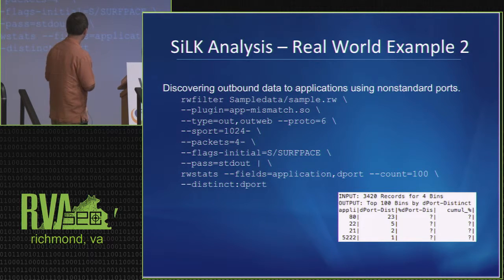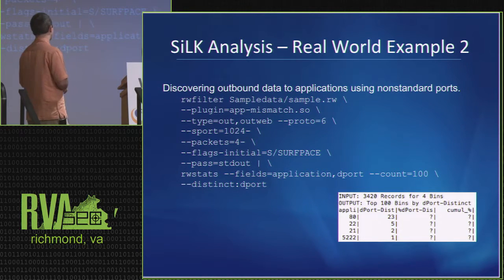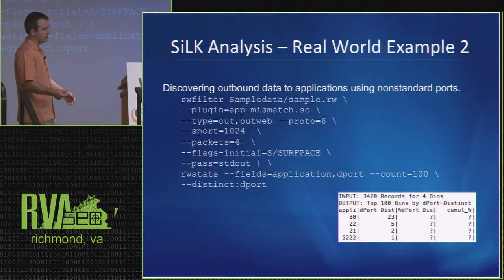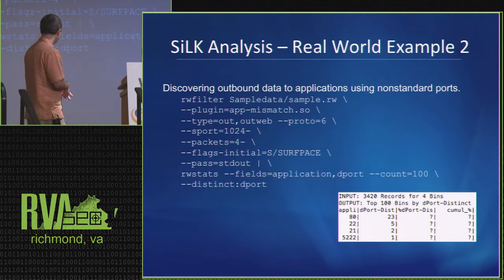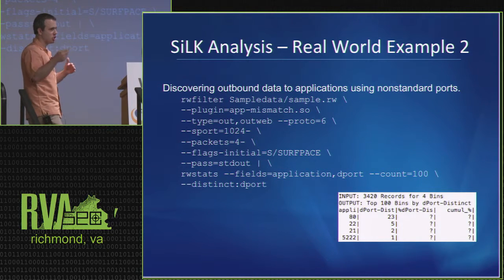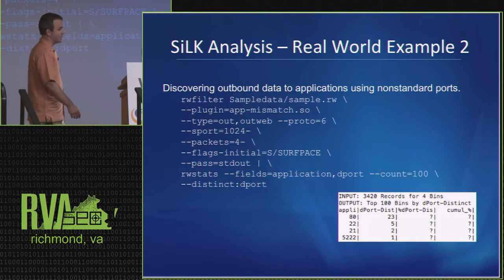In the query itself, it's looking for out or outweb data. Anything that's TCP where the source port is a high port. This time we did say we want a SYN flag as the initial flag, and we want to make sure that there are at least 4 packets in the communication. That should give you a better idea of an actual communication itself. And the rwstats we're using, we're looking at application-destination port pairs, where we're looking at the top 100, there are only 4, by distinct destination port.